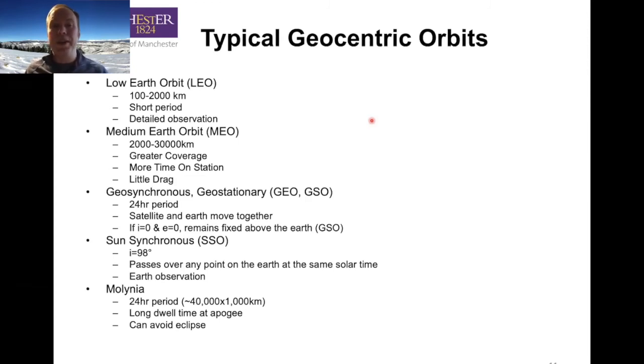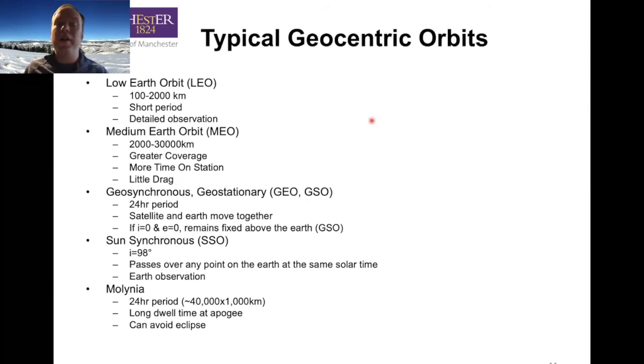Above that, we have a class of orbits called medium Earth orbits. These are 2,000 to 3,000 kilometers above the Earth. We get greater coverage for any one satellite. So it's really useful for things where we don't need really, really high resolution or high bandwidth, but we want reasonable coverage and we want lots of satellites across a lot of things. Think GPS, for instance. That's a classic medium Earth orbit satellite.